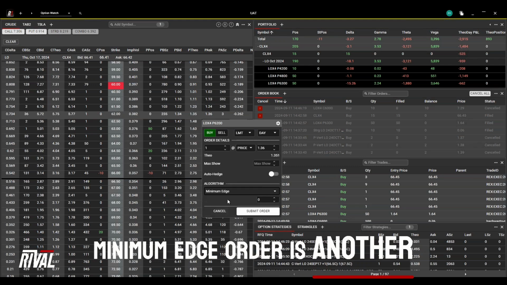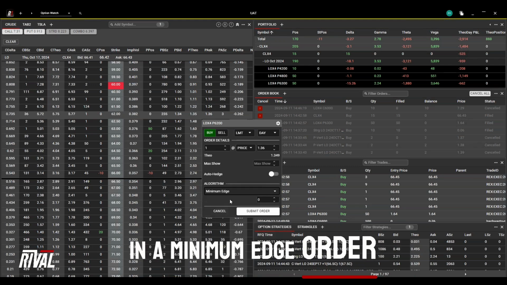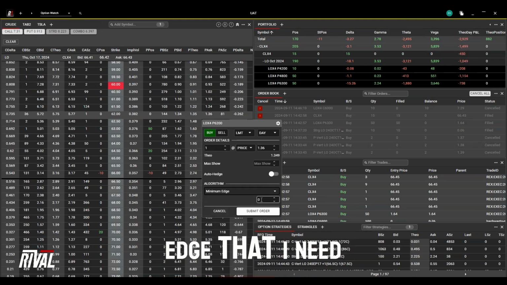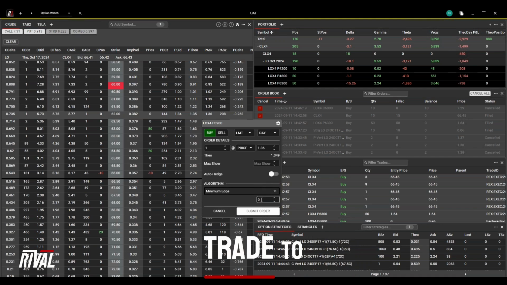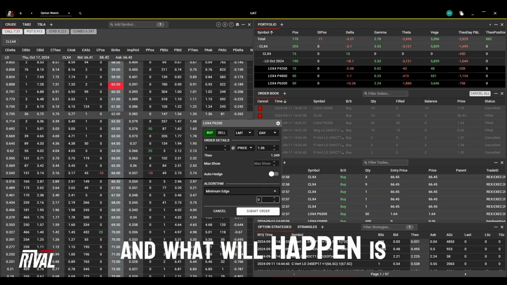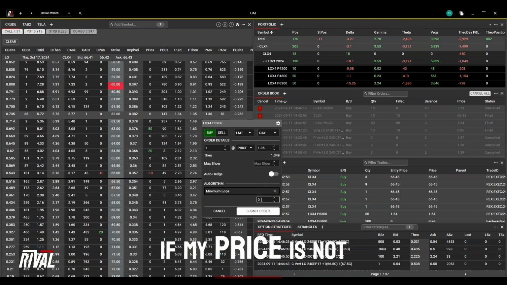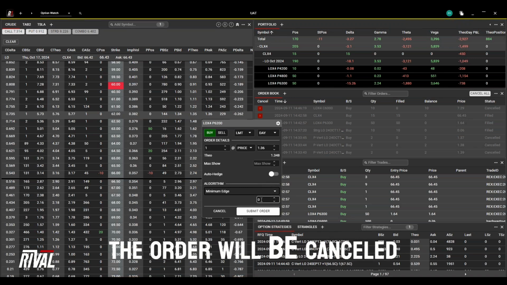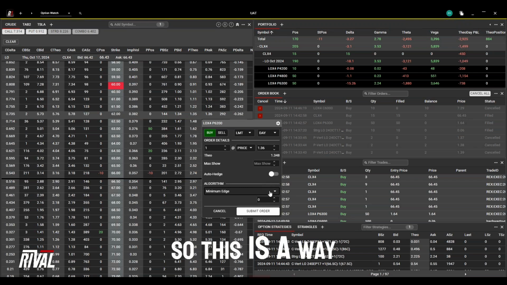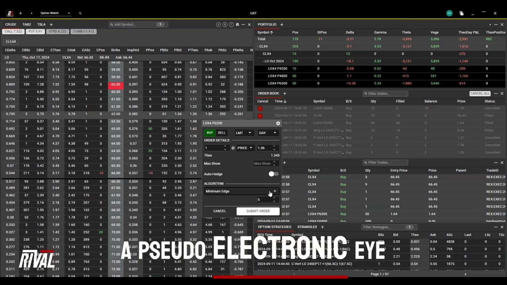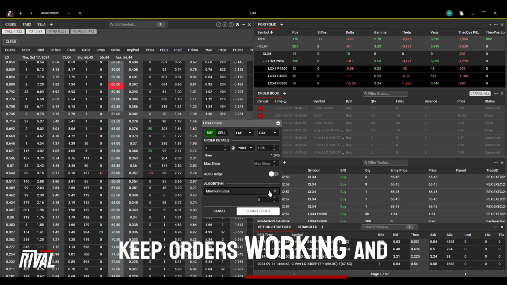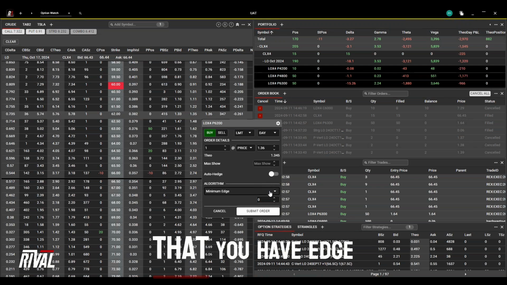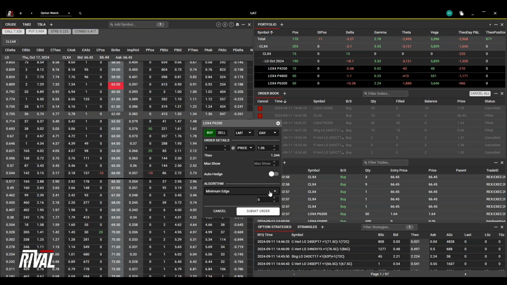Minimum edge order is another. In a minimum edge order, I can specify the edge that I need to capture for this trade to keep working this trade. And what will happen is if my price has not met the minimum edge criteria, the order will be canceled. So this is a way, it's sort of like a pseudo electronic eye. It's a way to keep orders working and give yourself some protection to make sure that you have edge in your order.